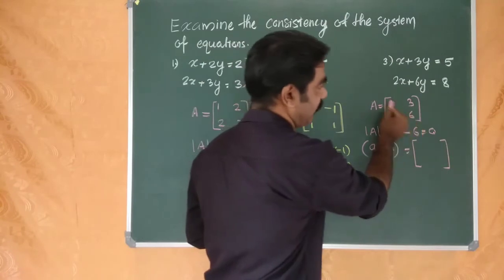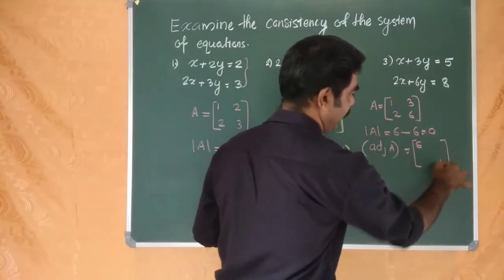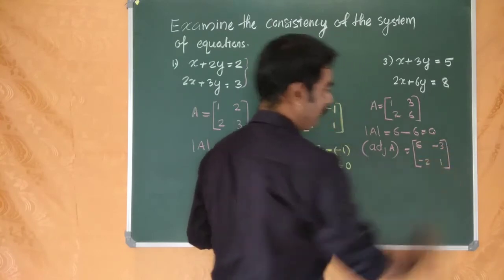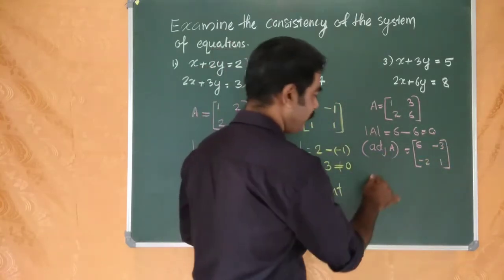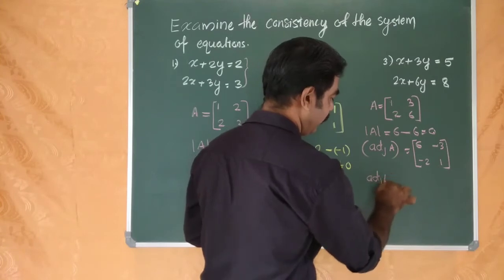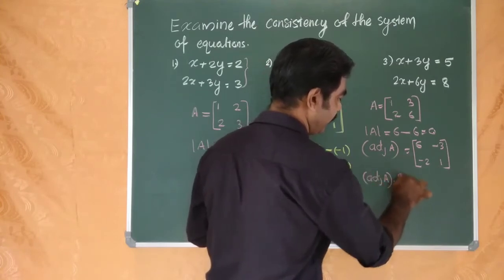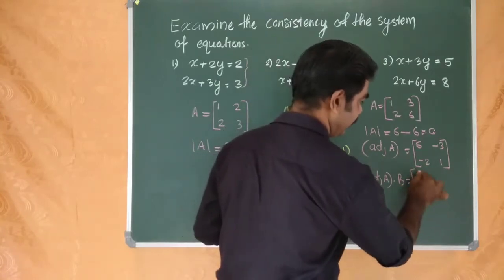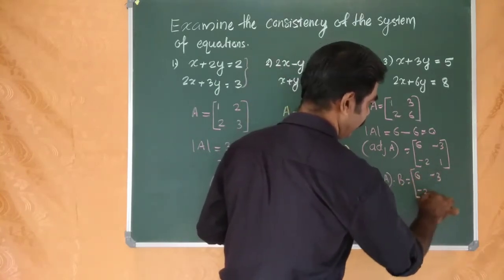Interchange: 6 will come here and 1 is here. Change the sign, so here minus 3 and here minus 2. Okay. Now after getting Adj A, we have to find Adj A into the matrix B. Adj A into B. So what is Adj A? Adj A is the matrix 6, minus 3, minus 2, 1.